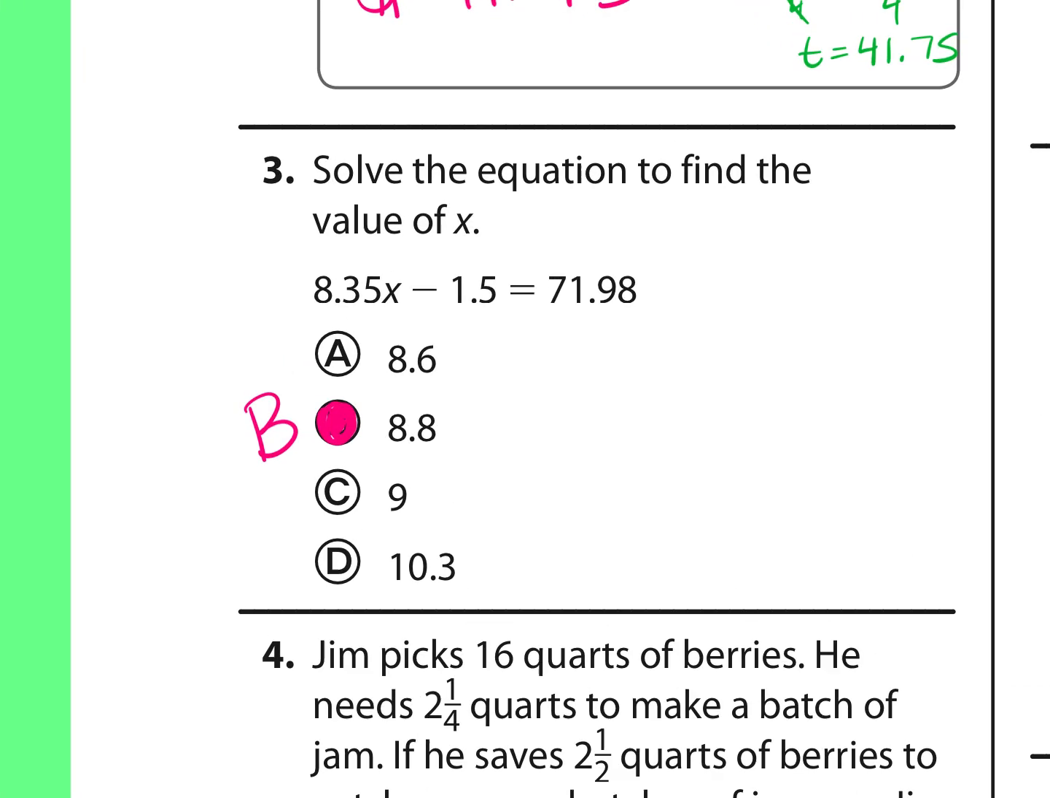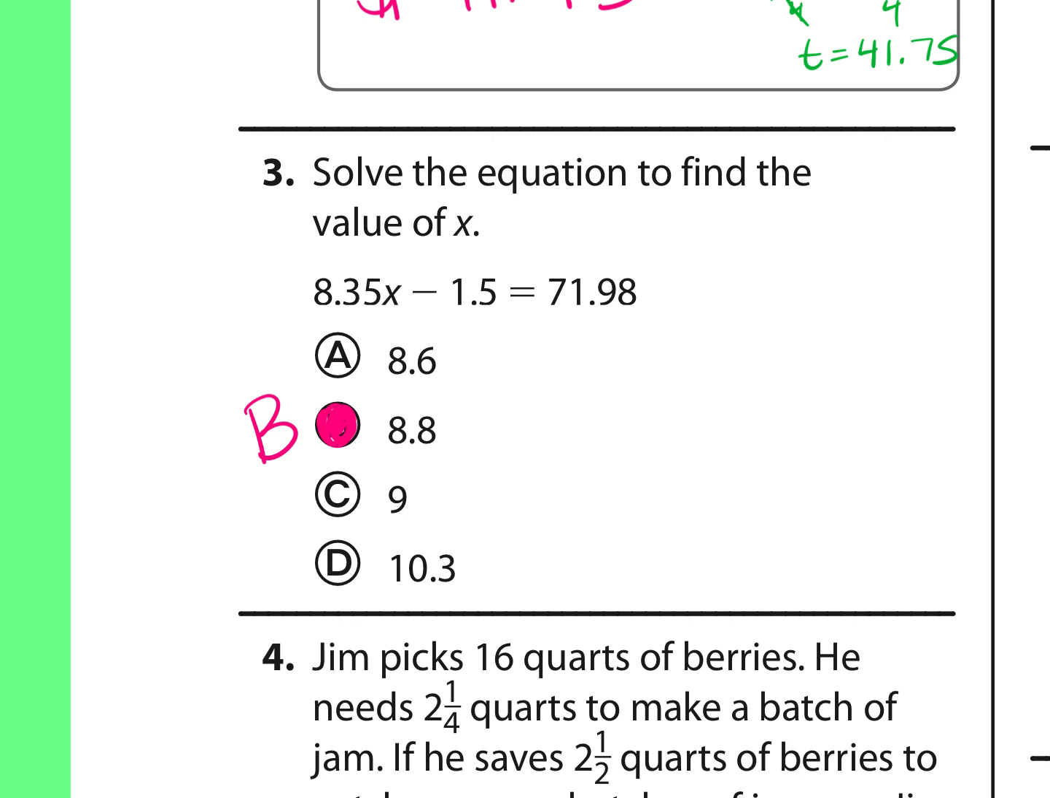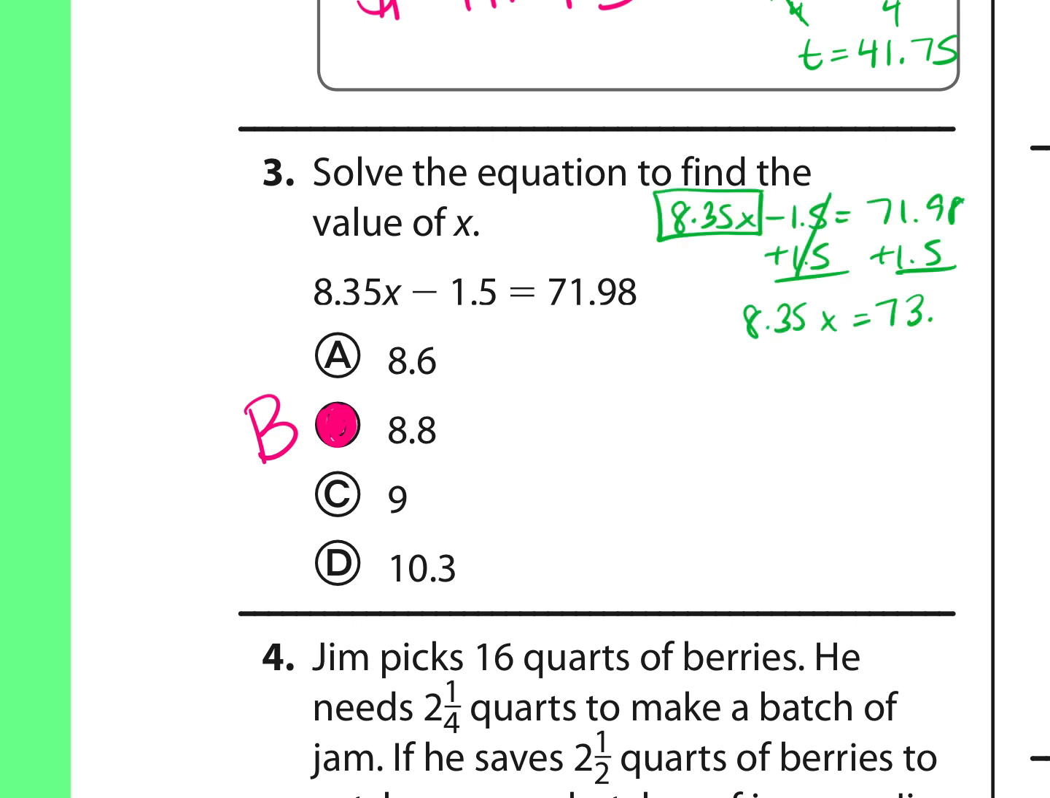Problem 3, solve this equation to find x. I would probably rewrite it where I have a little space: 8.35x minus 1.5 equals 71.98. I'm going to box in my x term because this is a 2-step equation. I'm going to get rid of subtracting 1.5 by adding 1.5 to both sides. And we get 8.35x is equal to 73.48. Divide both sides by 8.35, and we get that x is 8.8.